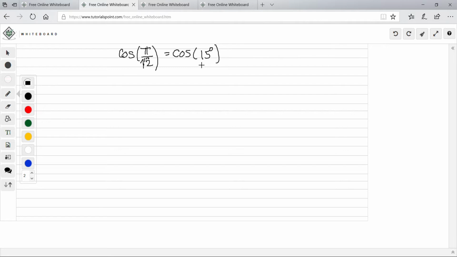So we need two angles that when subtracted give you 15 degrees. So I'll use alpha equals 45 degrees, and then beta equals 30 degrees, because when you subtract 45 minus 30, that gives you 15 degrees. So we said that we're going to use this cosine of difference.